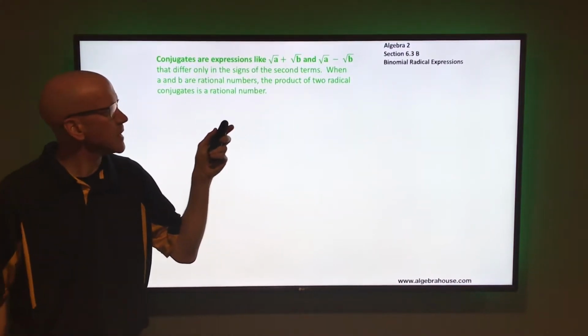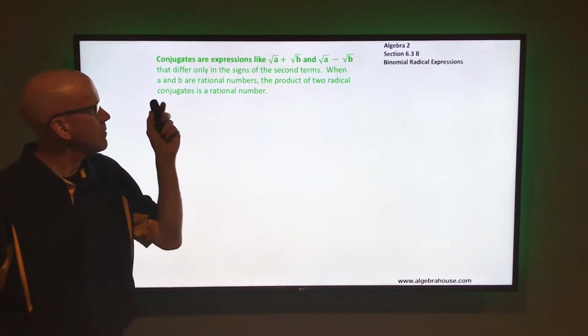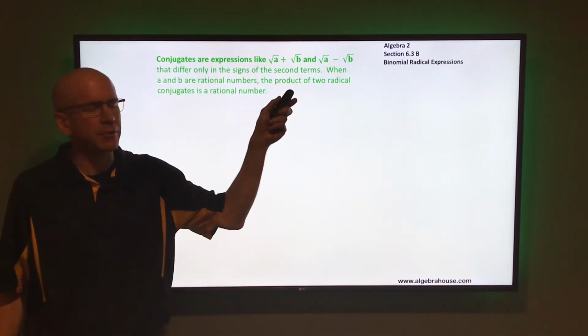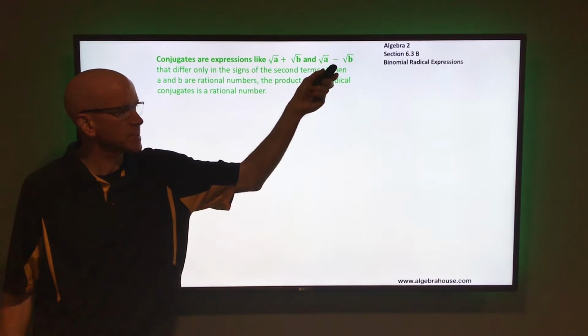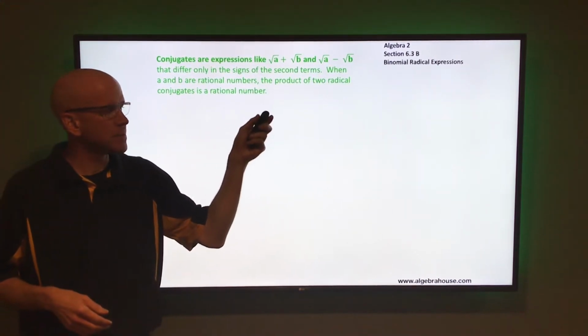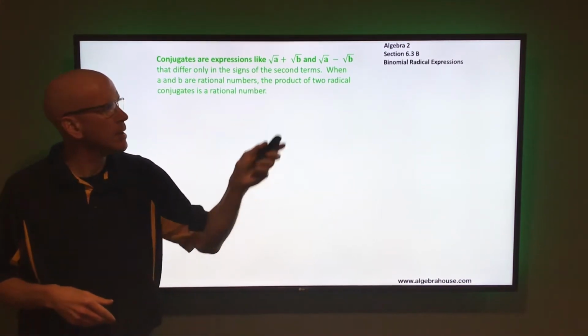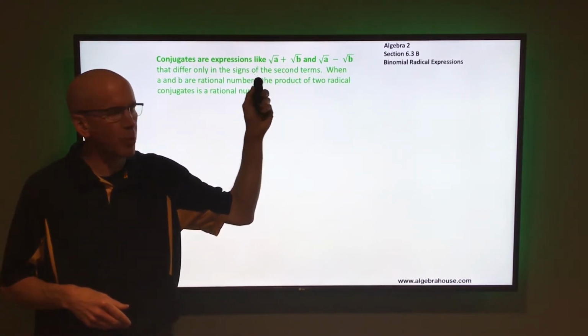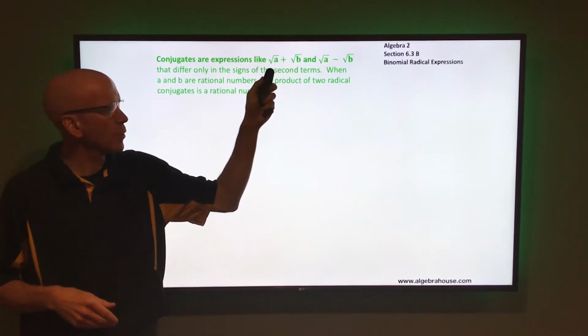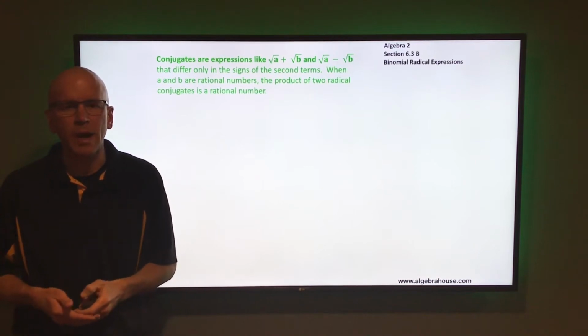Conjugates are expressions like the square root of a plus the square root of b and the square root of a minus the square root of b that differ only in the signs of the second term. So the second terms will have a plus and a minus sign as the only difference. When a and b are rational numbers, the product of two radical conjugates is a rational number. So if a and b are rational numbers, the product of those two conjugates, where the only difference is the sign in front of the second terms, the product is a rational number.